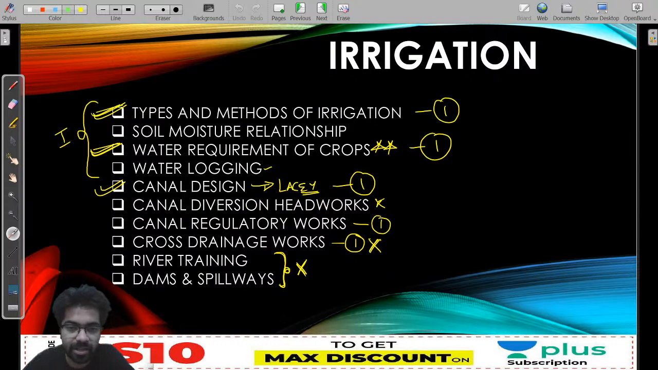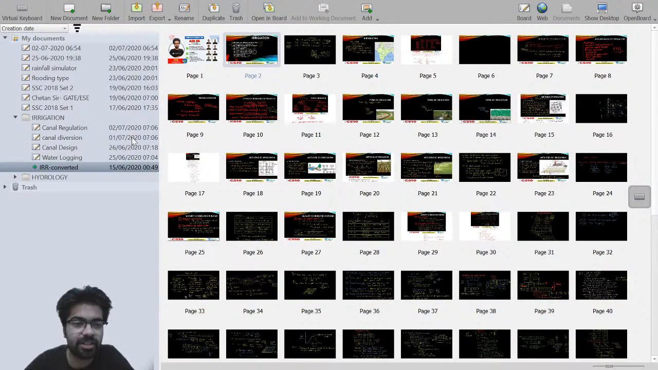We will finish this chapter, canal diversion headwork. We have already completed this almost. Only Kosa theory is being left. Then we will move on to canal regulatory works and then cross drainage, and then we will cover dams. Today we will finish canal diversion headworks, so let's move on and finish that.